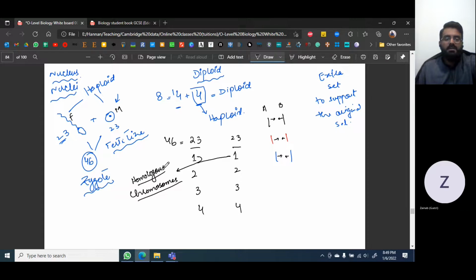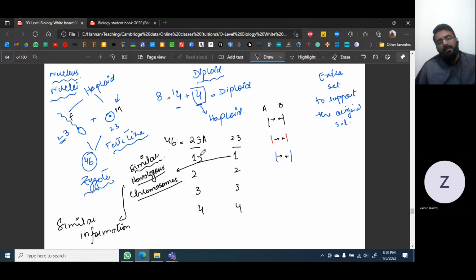Homologous is actually a synonymous word to similar. It means it is containing similar information. The 1 of 23A is containing the information similar to the 1 of 23B. The 2 of 23A is containing similar information to the 2 of 23B, which means that 2 and 2 are homologous. 3 and 3 are homologous. 4 and 4 are homologous.